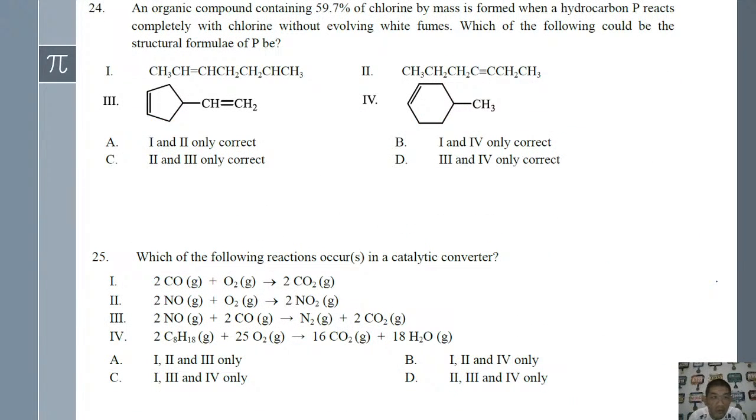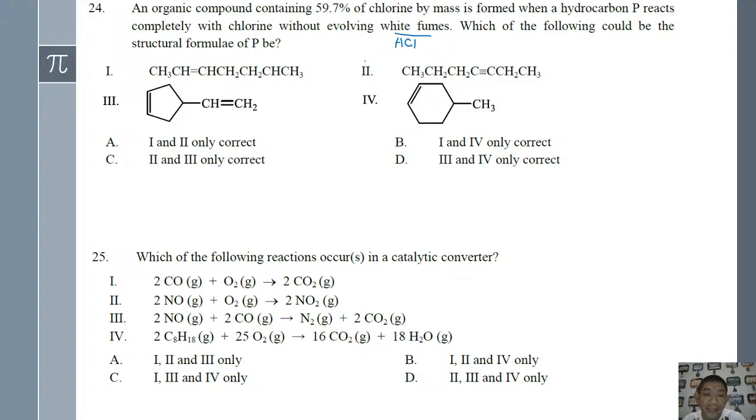Then we go to the next one, 24. An organic compound contains 59.7% of chlorine by mass, formed when hydrocarbon P reacts completely with chlorine without evolving white fumes. So this is basically an addition reaction, because in addition reaction, usually you don't produce HCl as a side product. So the key in here is stating that evolving white fumes is actually referring to the formation of HCl. So HCl is usually obtained when you undergo substitution reactions. So which of the following could be the structure of P in here?